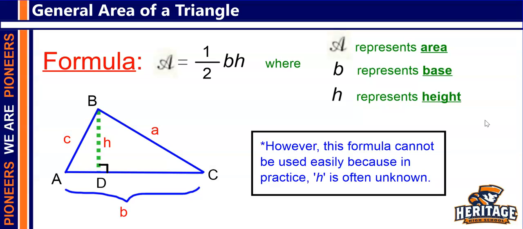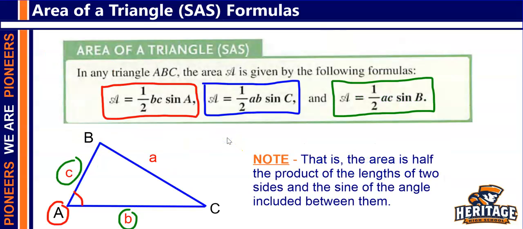We don't typically know this height of the triangle, where the height is the perpendicular line, which creates two right triangles, which allows us to use this formula really easily. But say you're given a triangle without the height. In this situation, if you're given the two measurements of the sides and the angle between them, then you can use one of these formulas that I have boxed in different colors in order to find the correct area.